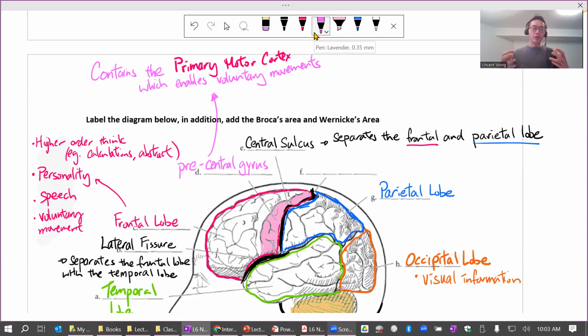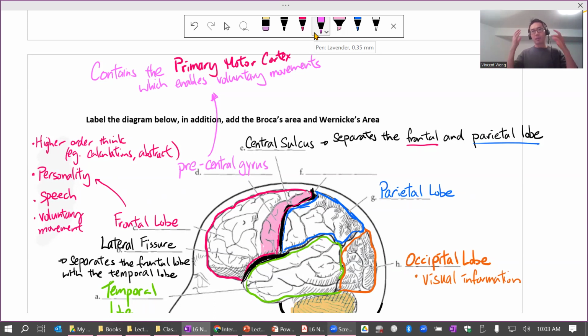Okay, so the precentral gyrus is like a location on the brain, whereas the primary motor cortex is a functional area that is located within the precentral gyrus. This might help you understand a little bit, okay?